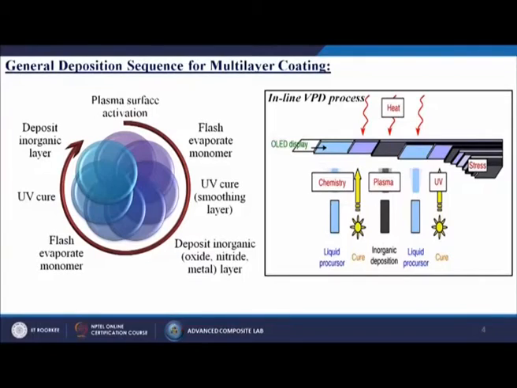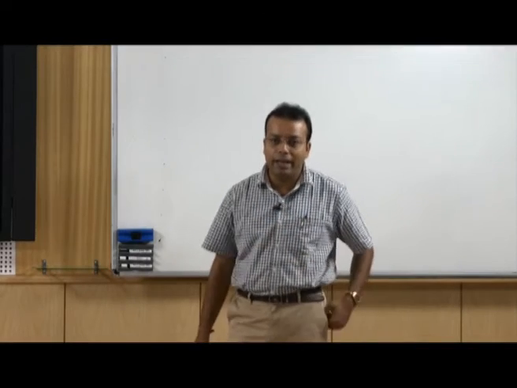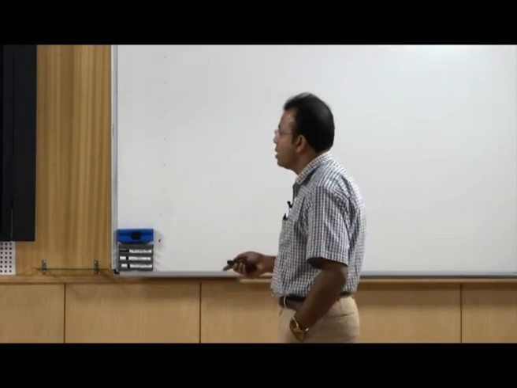In the inline VPD process, generally we give heat onto the substrate itself. We are using it for the OLED display, so generally it is used for electronics purposes. Here we have the liquid precursor; first we coat that liquid precursor, then we do the curing, then we use plasma for some inorganic deposition, then again we use the liquid precursors and do the curing process. In this way we do layer by layer depositions onto the substrate.